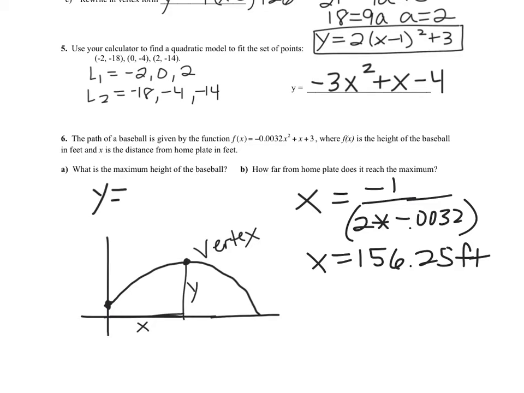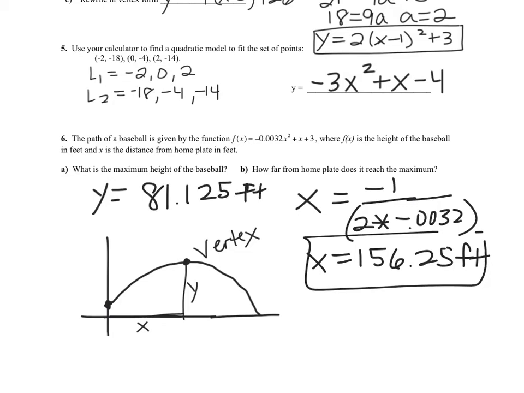The dimensions are different. Okay, now take this and plug it in. Plug it into your equation. Okay? So we're going to go -0.0032 times my answer squared plus my answer plus 3. You can actually put it in if you want to, but I have it right there, so I'm just going to use the answer button. And so it reached a height of 81.125 feet. It's kind of a low liner.